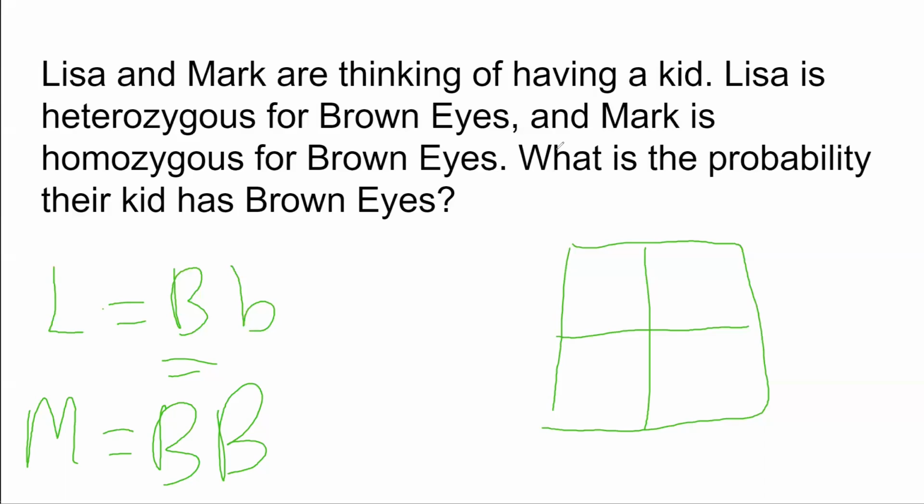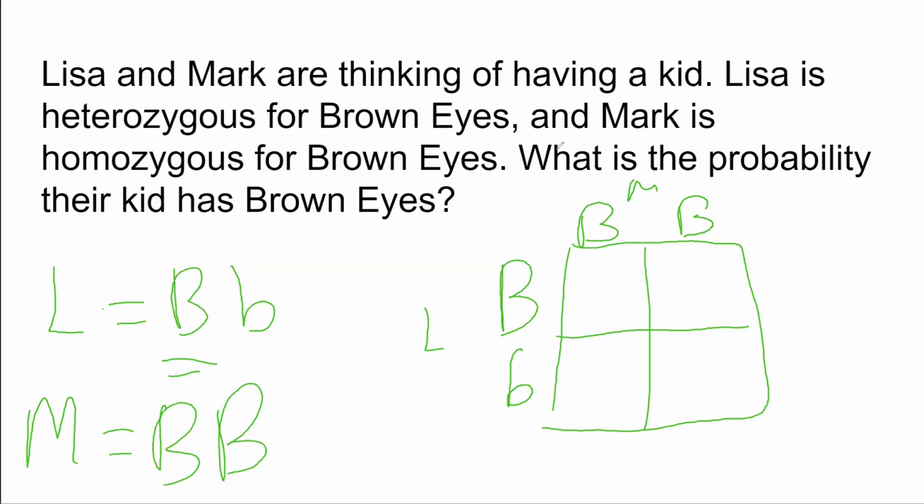So now let's look at how we're going to use the Punnett square. You're going to put Lisa on this side, and Mark on this side. Lisa has a dominant B and a recessive b. Mark has a dominant B and a dominant B. If you remember from the law of segregation, Mark is going to pass on one allele, and Lisa is also going to pass on one allele. That's how this Punnett square is working.